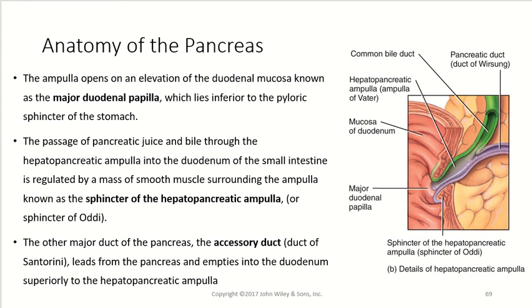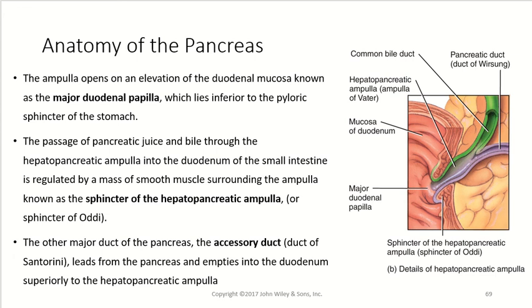The passage of pancreatic juices as well as bile through the hepatopancreatic ampulla into the duodenum of the small intestine is going to be regulated by a mass of smooth muscle that is going to surround the ampulla, and this is known as the sphincter of the hepatopancreatic ampulla, also called the sphincter of Oddi. It's a much nicer, easier name than sphincter of the hepatopancreatic ampulla, but both names are acceptable.